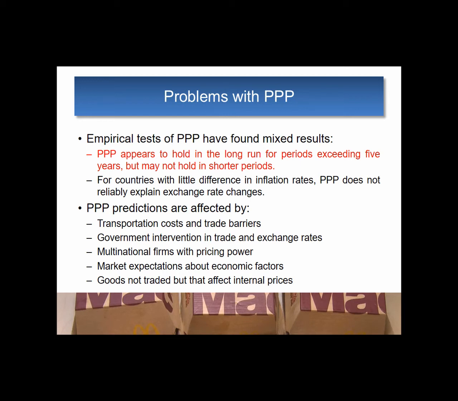Also, parity normally occurs in countries with almost similar inflation rates, and the theory does not totally explain changes in foreign exchange rates.